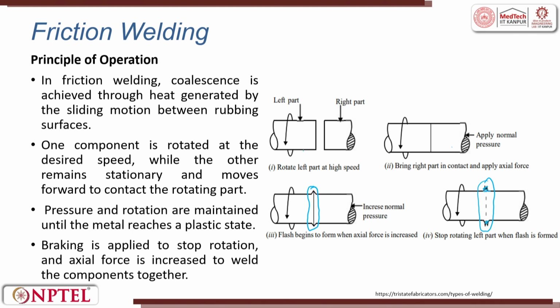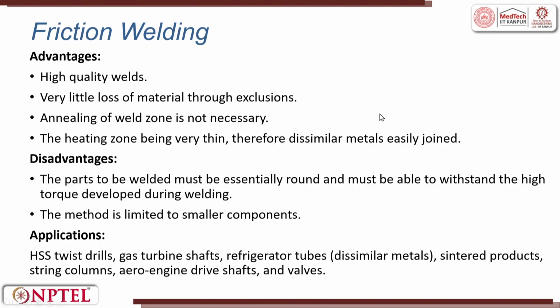So, the entire process whatever I discussed here is given in detail. Rotation, then you try to press it, then pressing will increase, then there is a flash happening, joining happens, friction. So, twist drill bits, gas turbine shafts, refrigerator tubes, sintered products, string column, aero engine drive shafts and valves. All these things are joined by friction welding process. If you have ceramic to metal joining, friction welding process can be thought of.